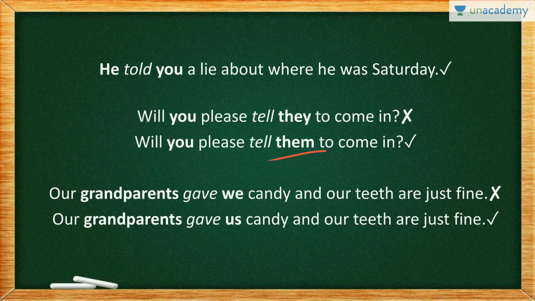Now the next example, our grandparents gave we candy and our teeth are just fine. Now you won't use we. The objective case of we is us. So our grandparents gave us candy and our teeth are just fine.